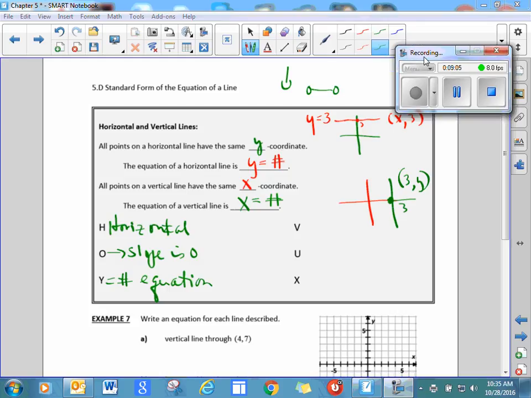Let me go get another color. I'll get the blue guy. So this, of course, stands for vertical. Its slope is undefined, and it is an x equals some number equation.